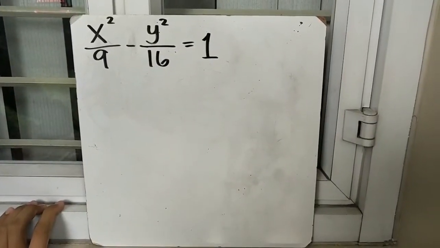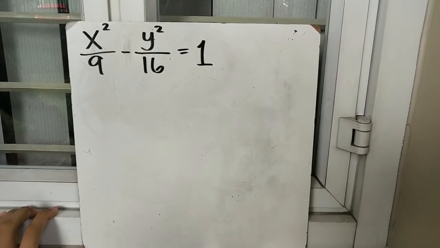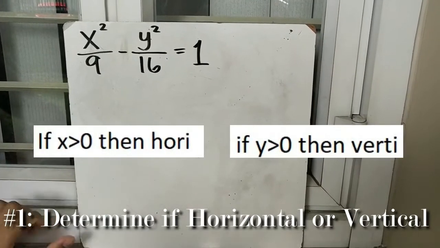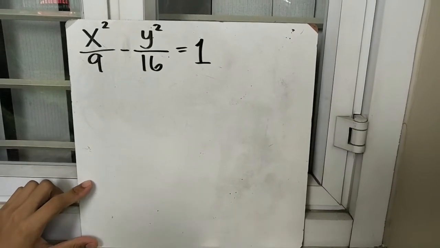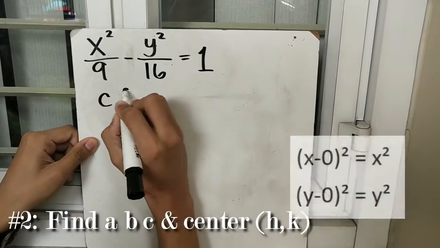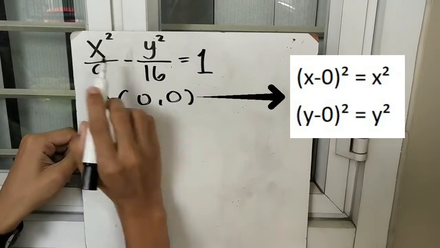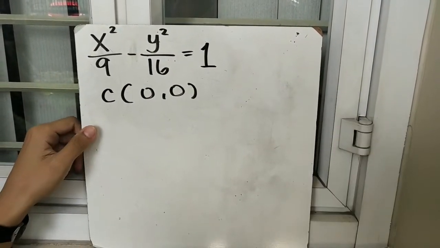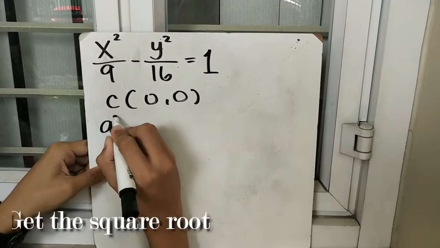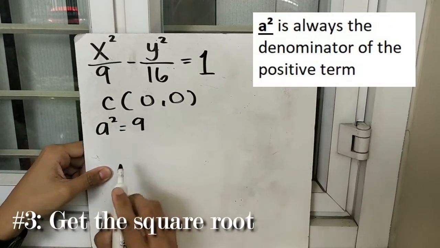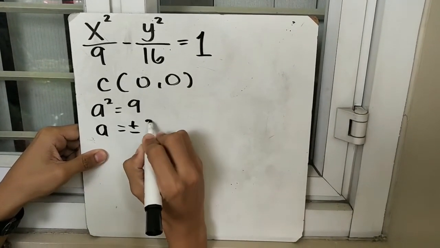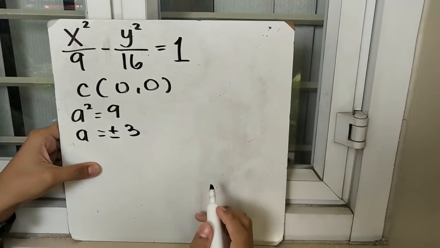x squared over 9 minus y squared over 16 equals 1 is an example of a horizontal hyperbola because x squared over 9 consists of the positive sign. But before we can do anything else here, we have to first find the center and the values of a, b, and c. In this given, the center is (0, 0) because x squared and y squared don't have a second term. Now that we found the center, let us find the value of a. The a squared here is 9, and to get the value of a, we take the square root of 9 to get positive negative 3.